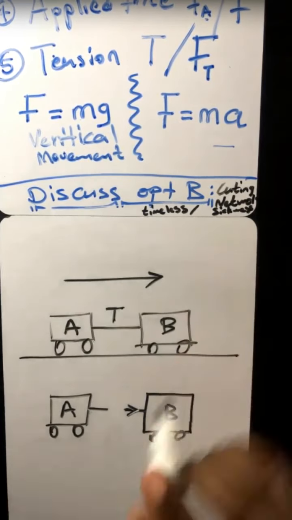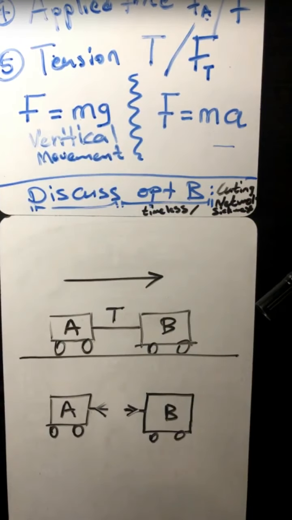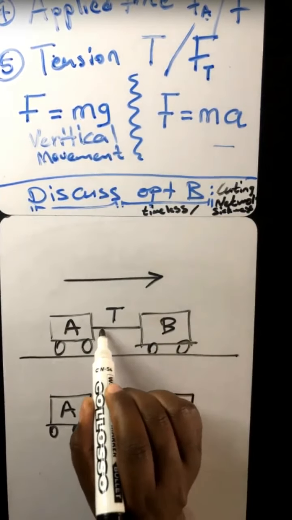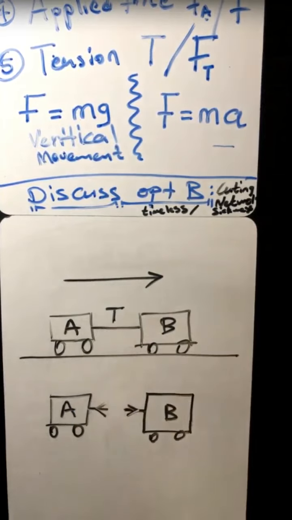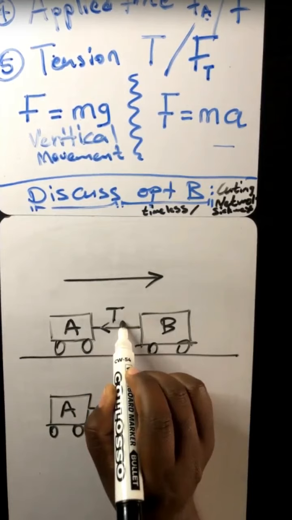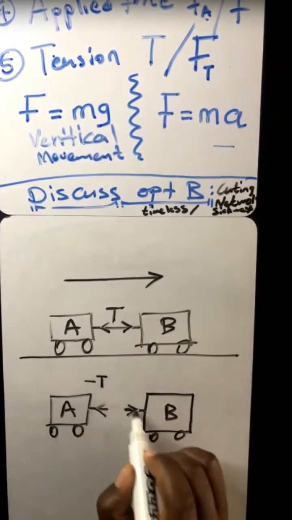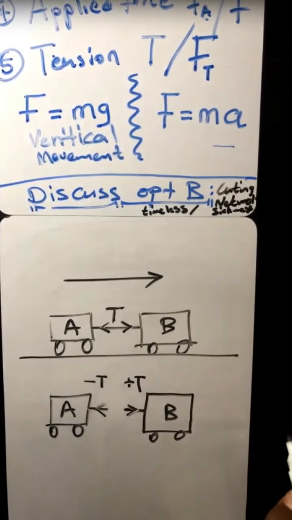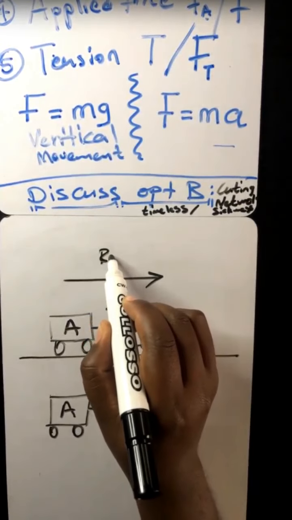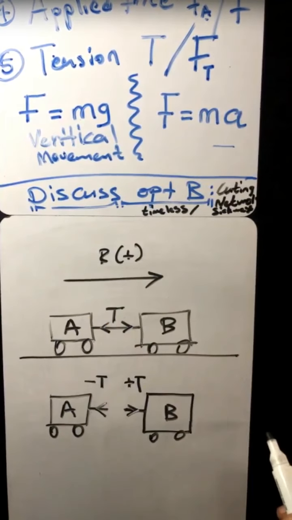At the same time, this one is actually pulling towards itself. So when we talk about tension, we talk about force pulling towards an object. So, for example, there you've got that force in that direction, that force in that direction. So that means here we actually have negative tension, and then here we have positive tension. Why positive? Because that's if we assume the right direction to be positive. So anything in the opposite direction is negative.